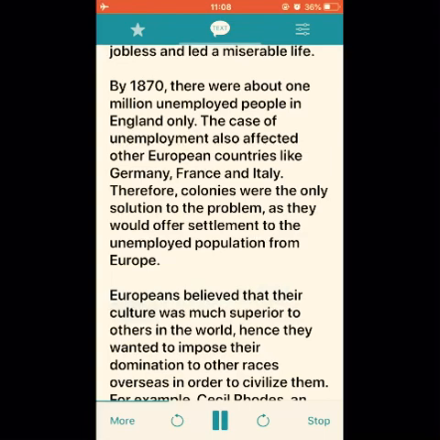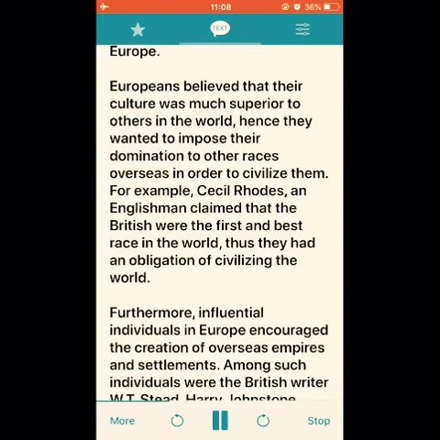Europeans believed that their culture was much superior to others in the world. Hence they wanted to impose their domination on other races overseas in order to civilize them. For example, Cecil Rhodes, an Englishman, claimed that the British were the first and best race in the world, thus they had an obligation of civilizing the world.